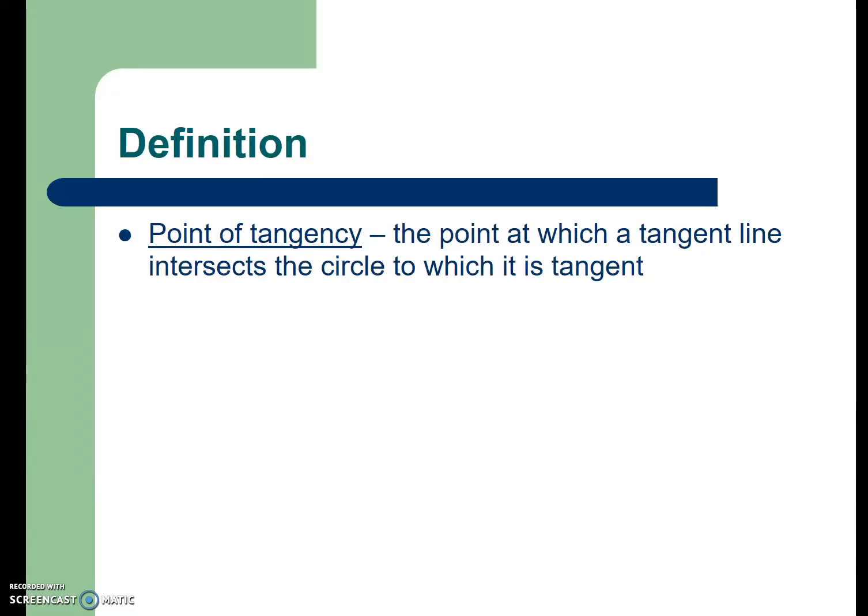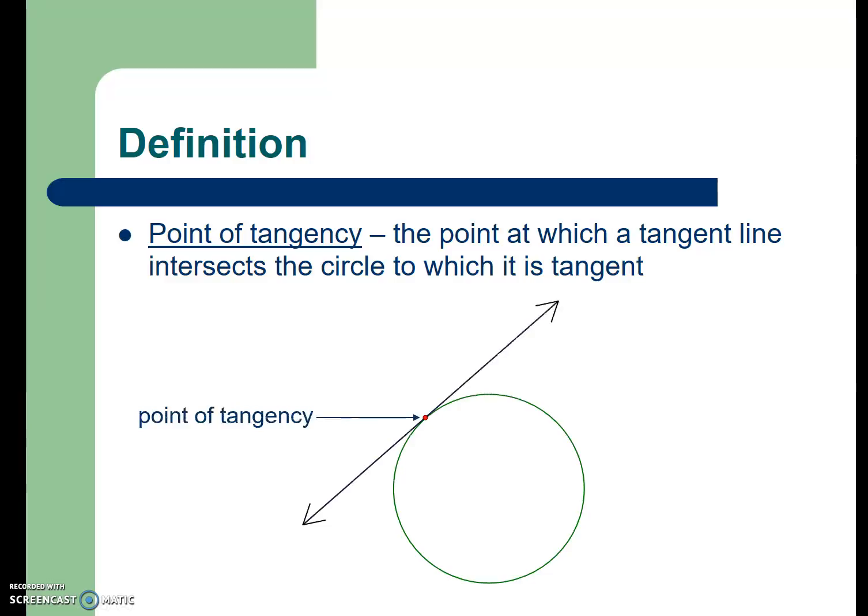Point of tangency. Okay, this is important for us to understand. The point of tangency is where a tangent line is intersecting the circle. That's tangent when it's tangent. Okay, so we talked about what a tangent line was. Those are the lines that only hit at one point. Well, that point has a special name. And it's important to know that because we're going to do a theorem in a moment that uses the words point of tangency. Okay, so that right there is our point of tangency.